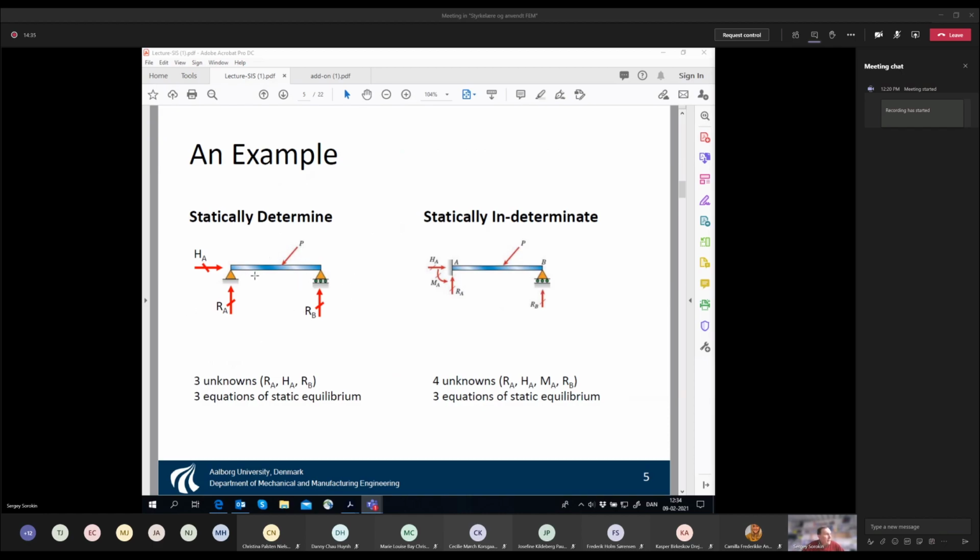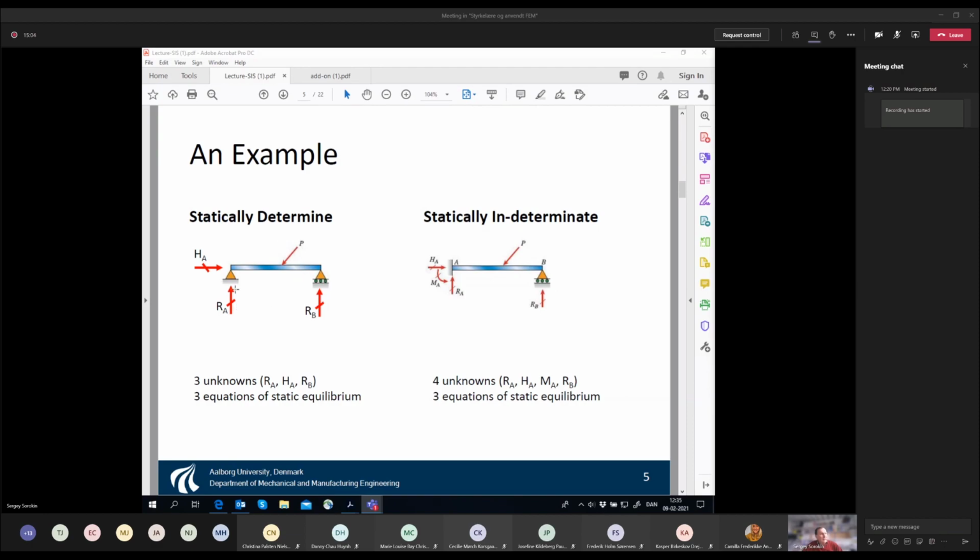So if we have this beam, here you have a hinged beam, and you have a fixed support and you have a sliding support. Then you set up the free body diagram, you release this beam, and it is exposed to this inclined force P. So if you release this beam, you introduce the horizontal reaction HA, and you introduce two vertical reactions, RA and RB.